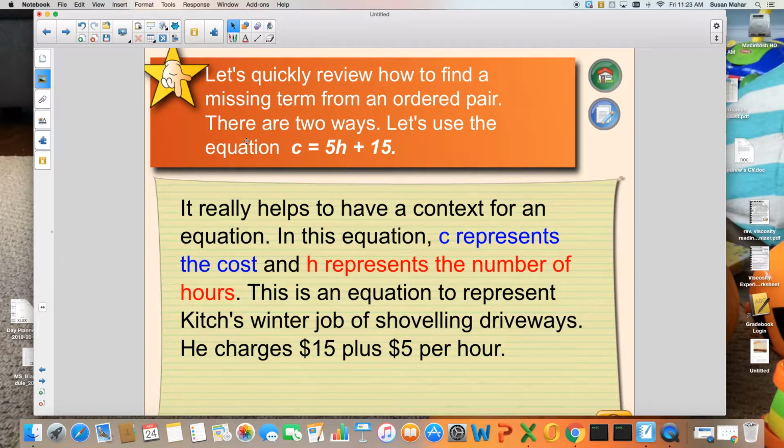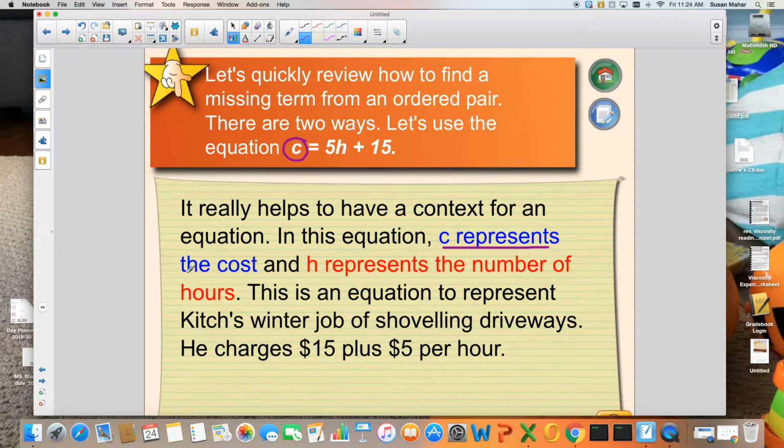We know there's two ways. And in order to figure out those two ways, let's start by looking at an equation. And our equation is going to be C equals 5h plus 15. And standing by itself, that's kind of meaningless. So it really helps us to have a context. So in this question, the C is going to represent the cost.